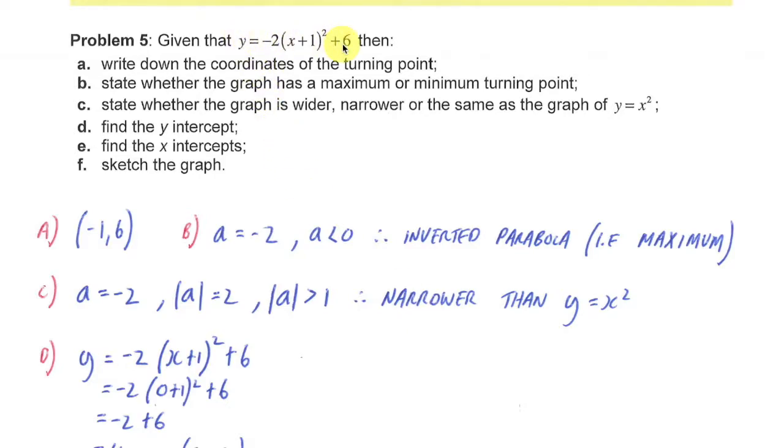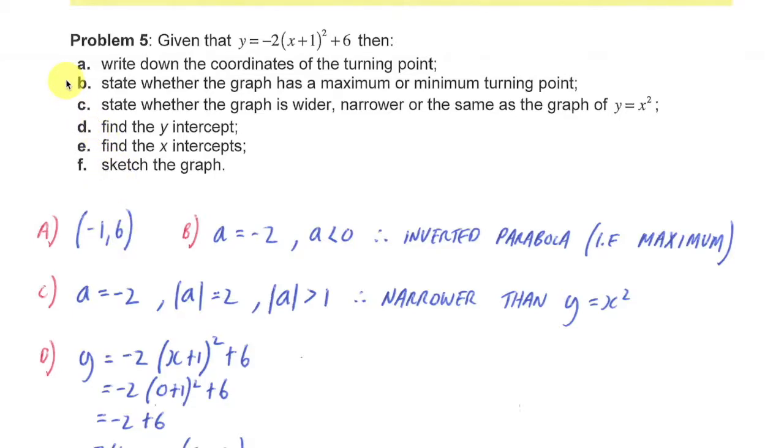Here we have an equation. Firstly, write down the coordinates of the turning point. So x plus 1, make that equal to 0, solve for x, I get x equaling negative 1. So the x value is negative 1. The y value is 6.